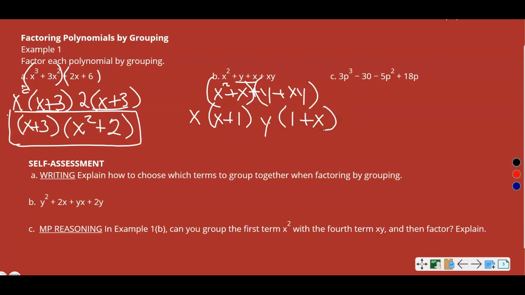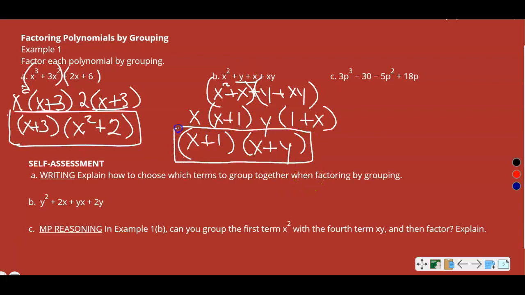All right, so x plus 1 and 1 plus x, that's the same thing. So I've got x plus 1, and then I've got x plus y as my other binomial. You can always check this. x times x is x squared. x times y is xy, which is on the end. 1 times x is x, and 1 times y is y. So this is factored form.